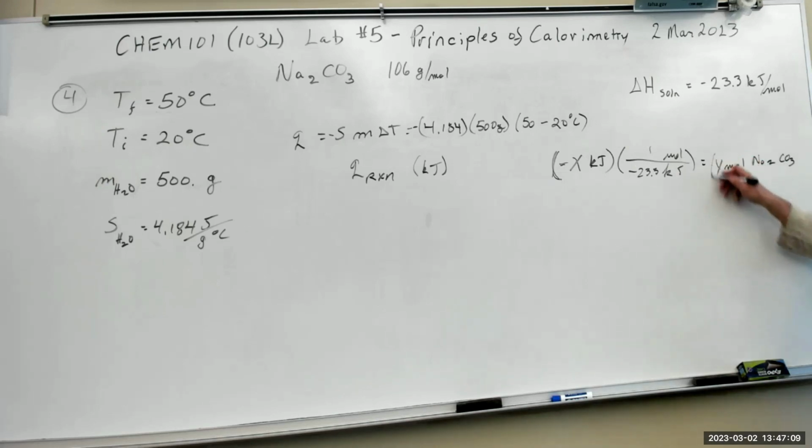Okay. So what would that be? We have moles on the bottom, grams on the top. So it's what, 106. Right, 106 times that value will give you the mass of sodium carbonate that you need to make that happen in 500 milliliters of water.